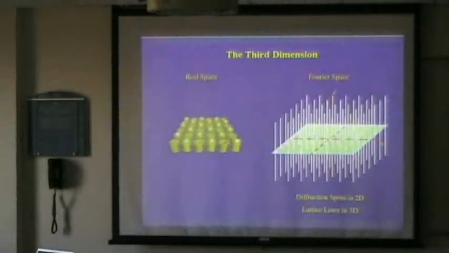And now for 3D. We have our 2D crystal here, and we get a diffraction pattern in a plane. So we have diffraction spots. We have discrete information in the x and y direction, but continuous information in z. I'm not sure whether you understand what I'm saying.